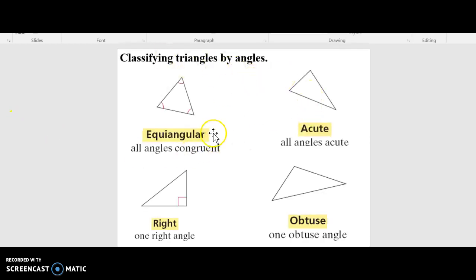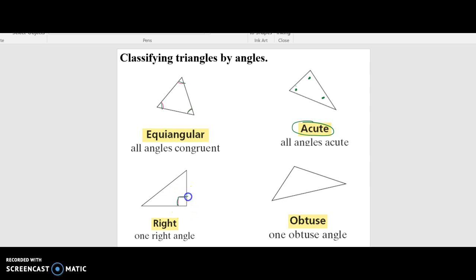First, we can classify triangles two ways. We can classify by angles, and then we can classify by the sides. A triangle with all three angles congruent is known as an equiangular triangle. So if all three angles are congruent, it's equiangular. If all of the angles are less than 90 degrees, so if I look at this, this angle is less than 90, less than 90, less than 90, that is an acute triangle.